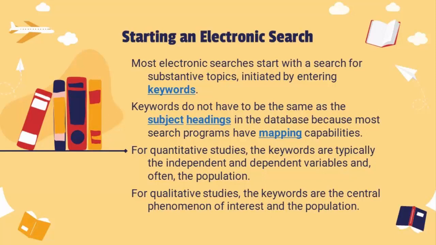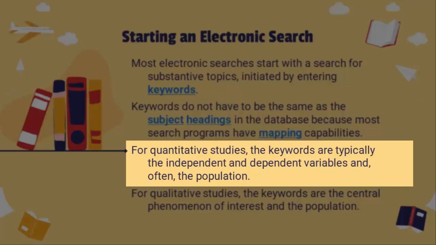Now, for quantitative studies, it helps to have some independent and dependent variables in mind, as this is super helpful for your search. Additionally, knowing the population is key, as you can search for just that population for which you are interested, and it will weed out articles that might not be relevant to you.